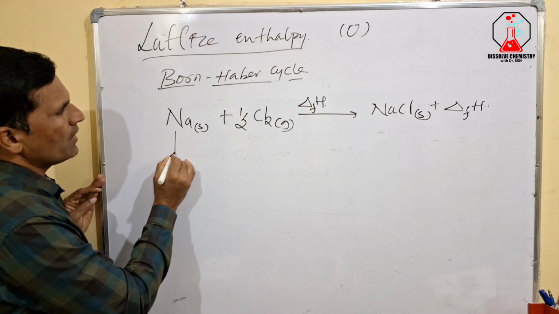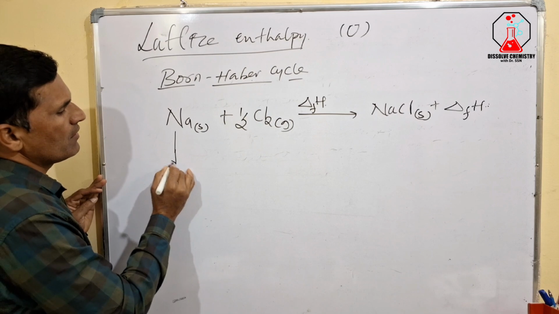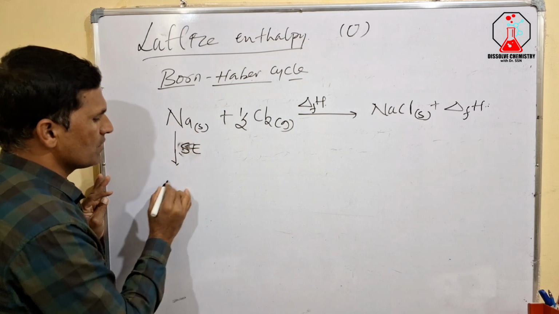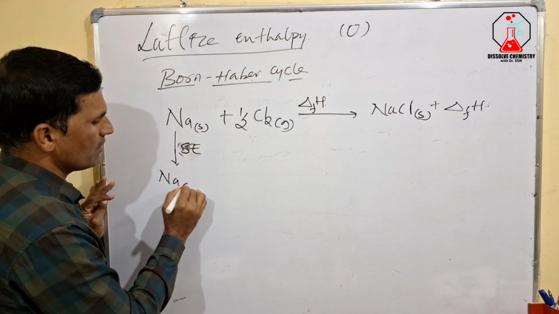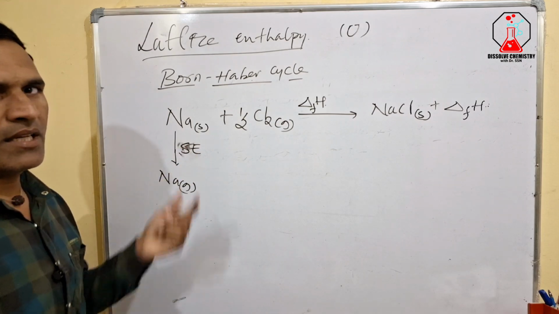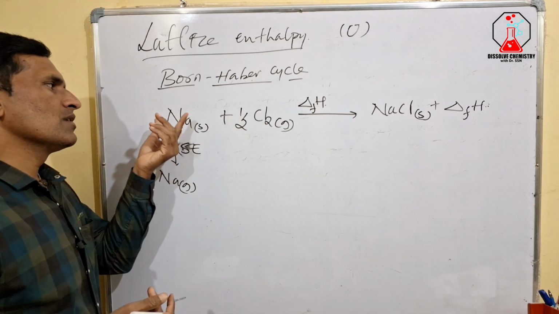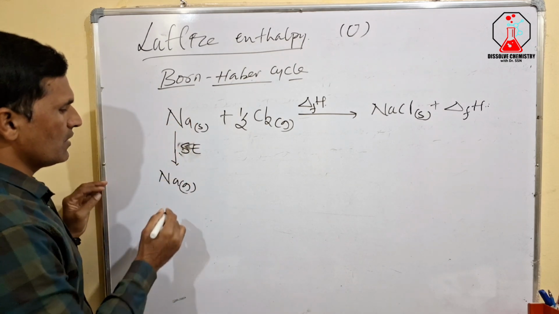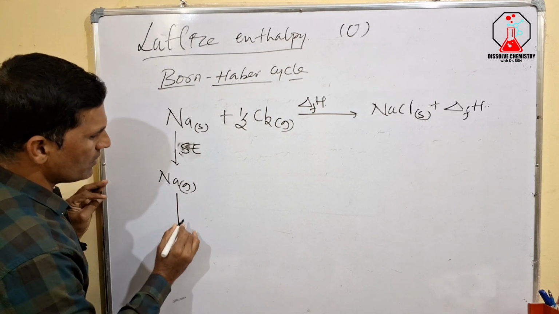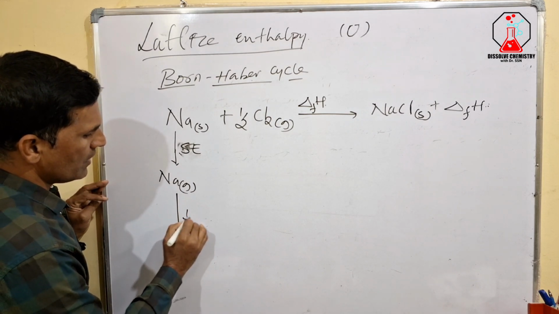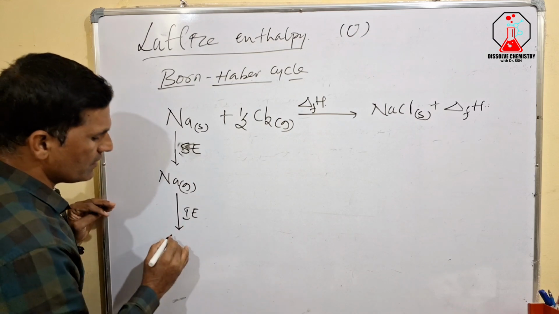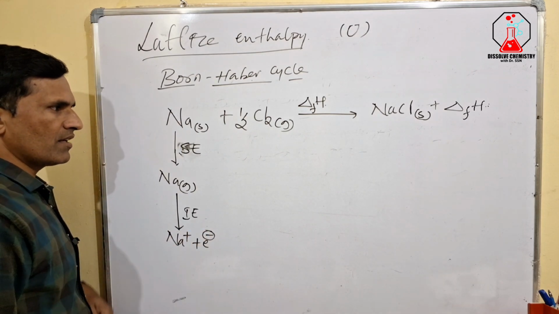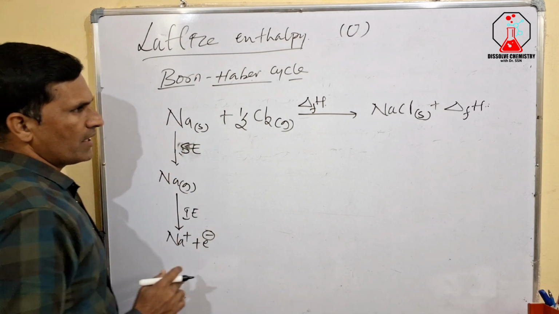So now, Na solid we are converting into Na gas, and we call this the sublimation energy or sublimation enthalpy. Sublimation enthalpy means the amount of energy required to convert 1 mole of solid into gaseous atoms. Now after that, you have to convert that into ions. So we call the next energy the ionization enthalpy, the amount of energy taken to remove the electron. It will give Na plus and 1 electron.